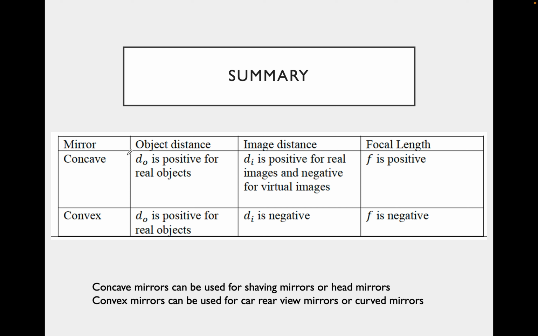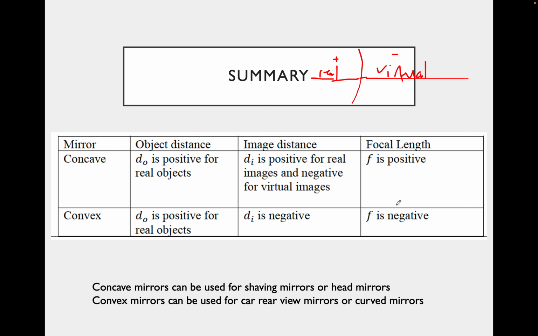So quick summary: concave and convex, the distance will be positive for real objects. Same with this, it will be positive for real objects. But you'll find that in convex it's always going to be negative. Concave, you'll have positive for real images, negative for virtual images. Same thing here. This is real on this side, and on the other side will be virtual. Positive side, negative side. That's all it means.